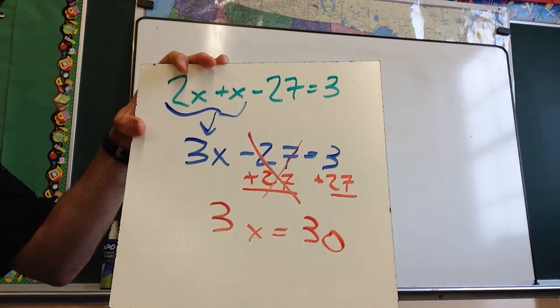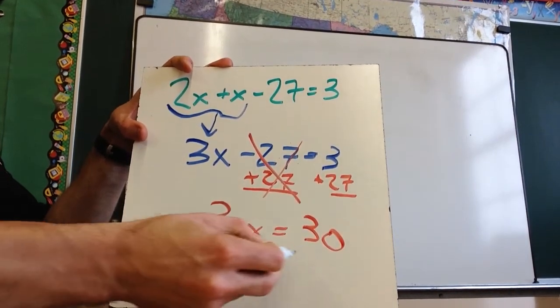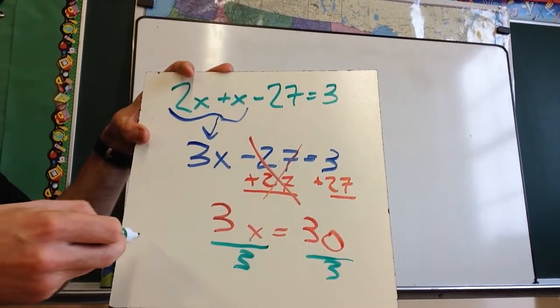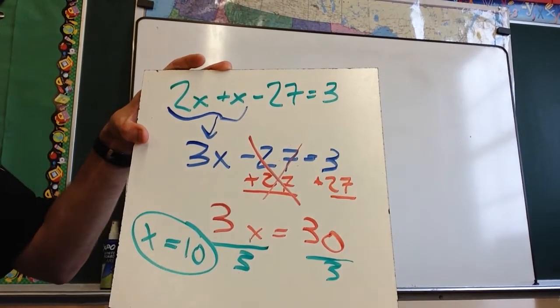And then from there, I now have 3x isolated, but I want it to have simply the x. So I'm going to divide both sides by 3. And I end up, and I'm going to write it over here, x equals 10.